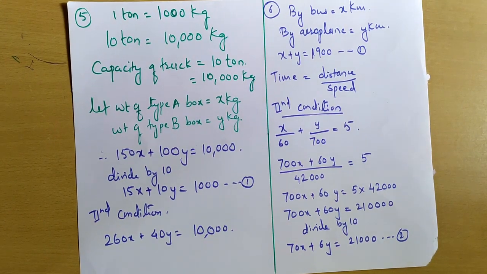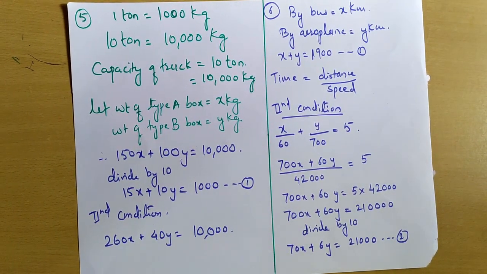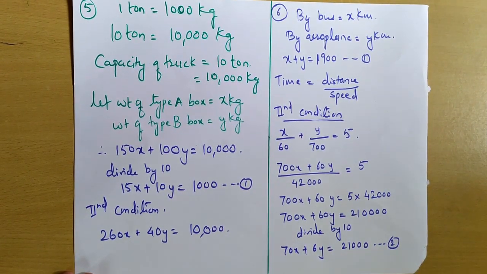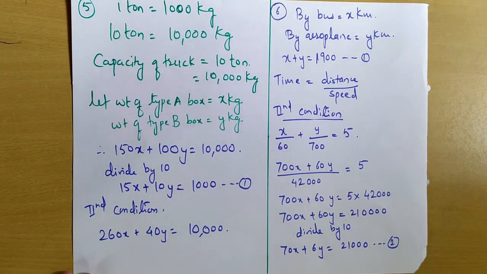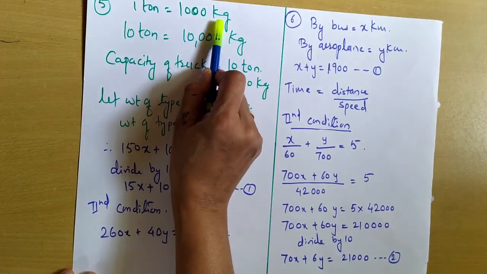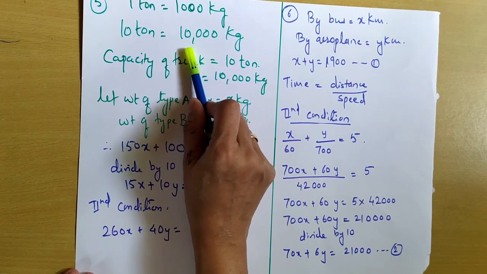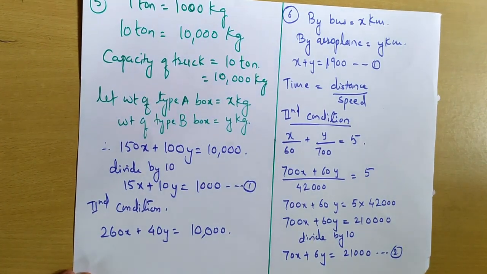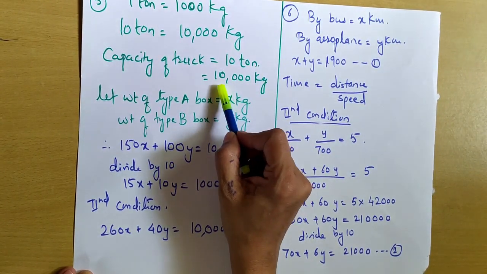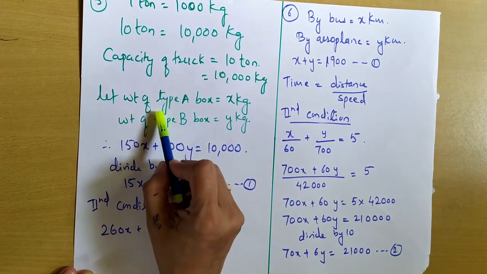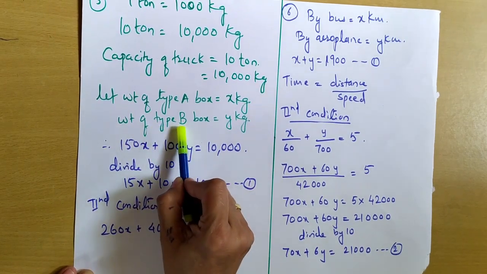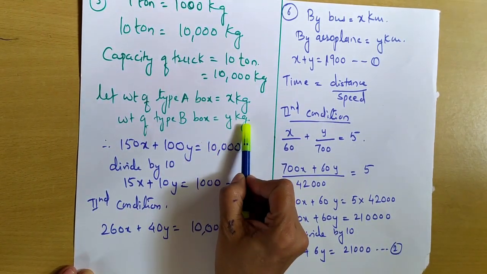Now let us see fifth example. What is fifth example? Two types of boxes A and B are to be placed in a truck having capacity of 10 tons. Now 1 ton is 1000 kg, so 10 tons will be equal to 10,000 kg. Let the weight of the type A box be x kg and weight of type B box will be equal to y kg.